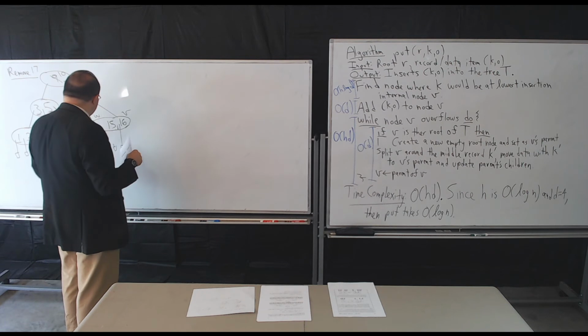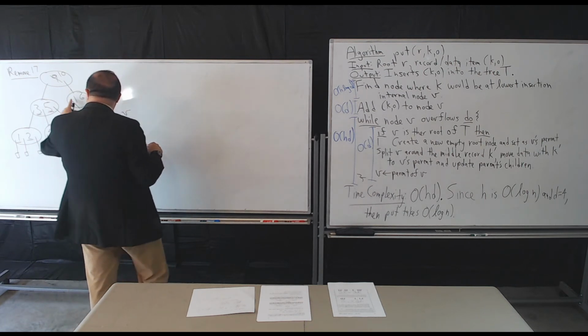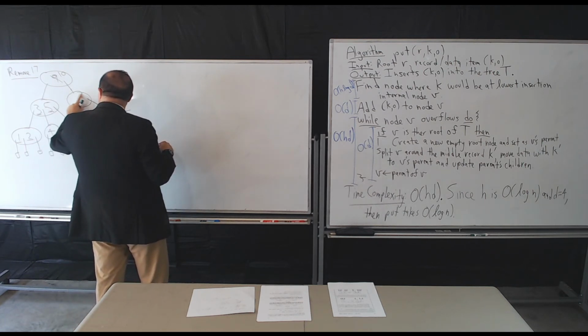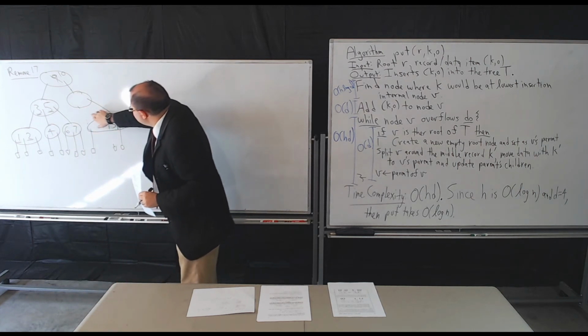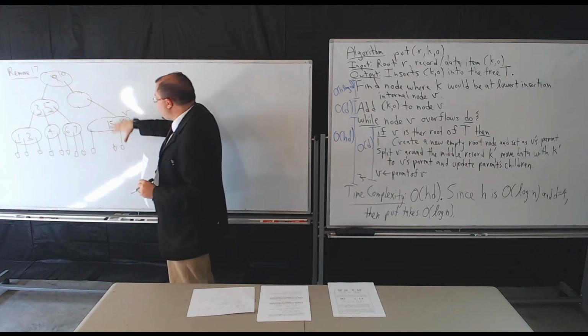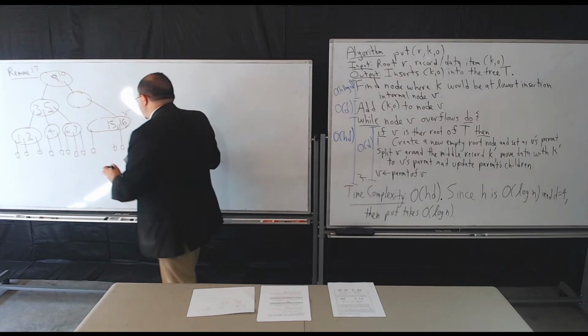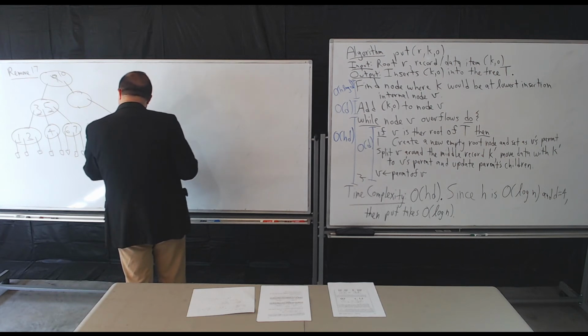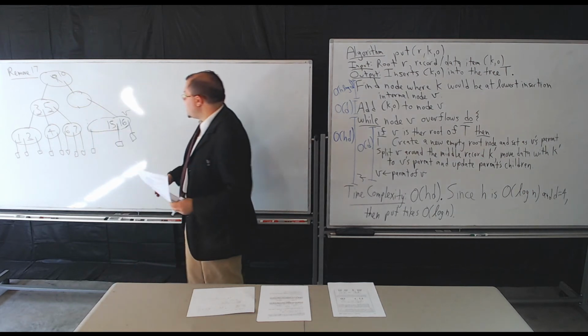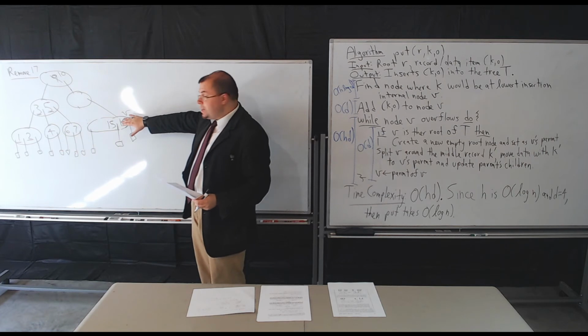So what should I end up with? It should look something like this, right? So now V and W have been fused together, and now it's one node with, oops, I think I'm missing a leaf here. There we go. Sorry about that. So now I've done the fusion.